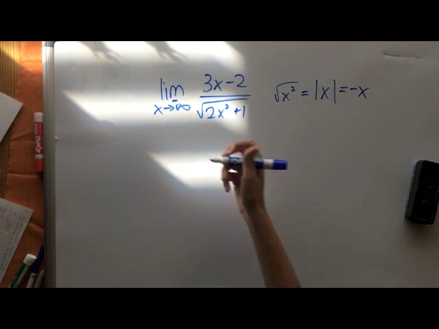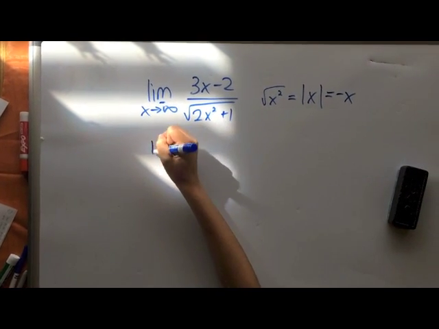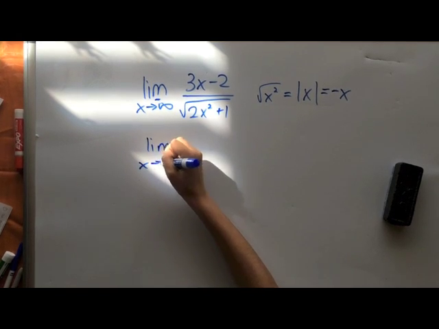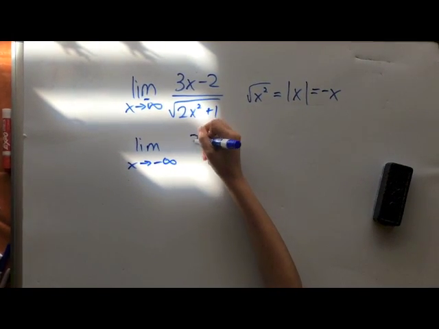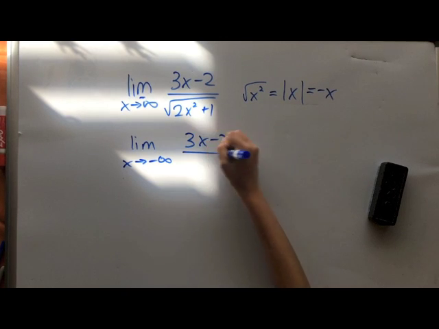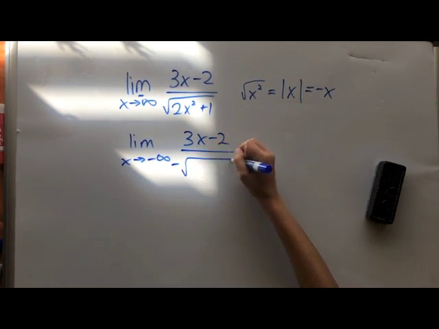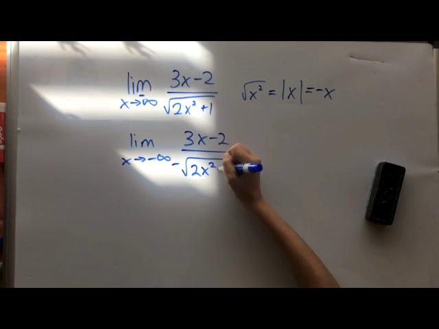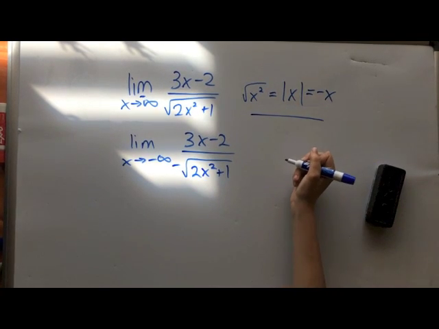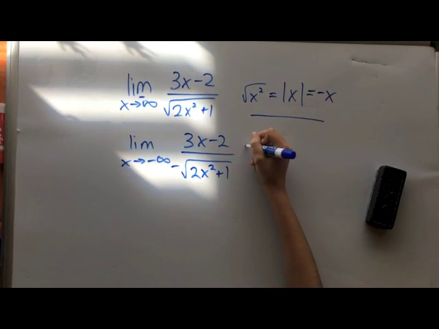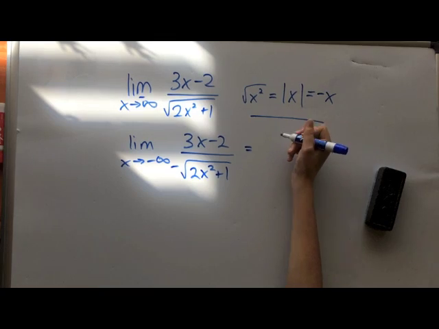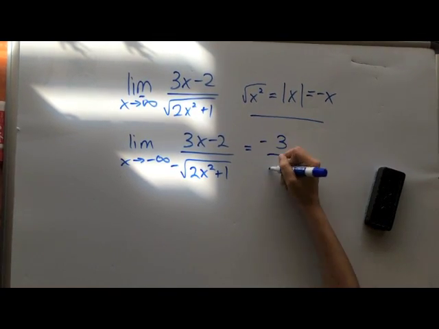So what does this mean? So let's start this problem again. So the limit as x approaches negative infinity, we need to make the denominator in front of the square root negative to satisfy this condition. So the answer is going to end up being, instead of 3 over root 2, it's going to end up being negative 3 over root 2.